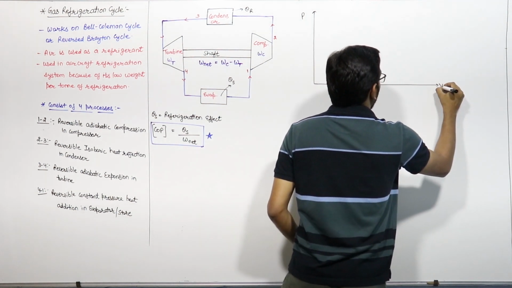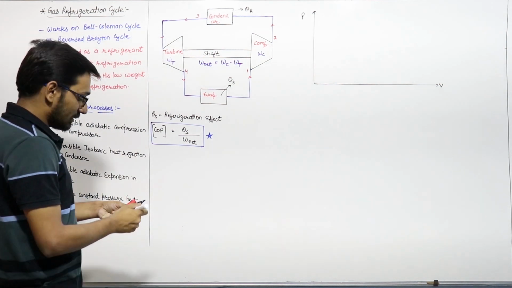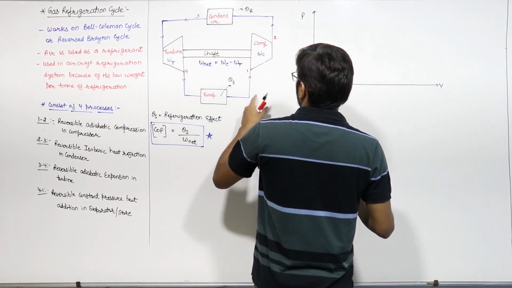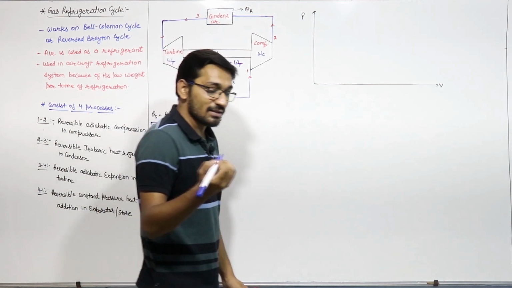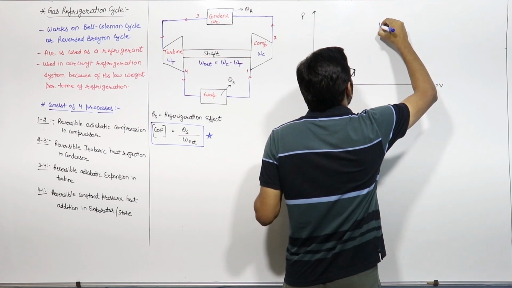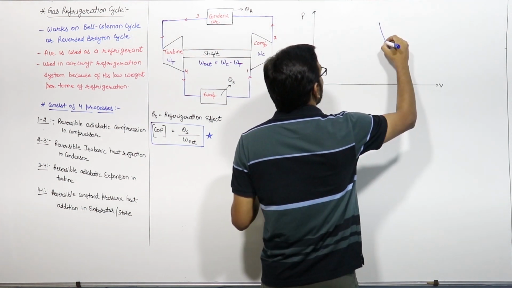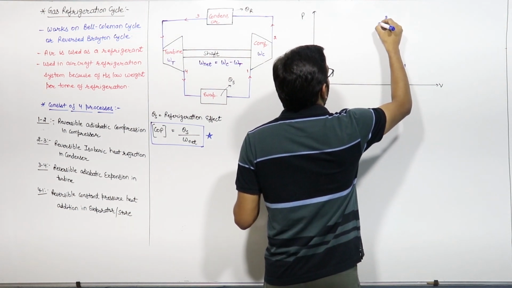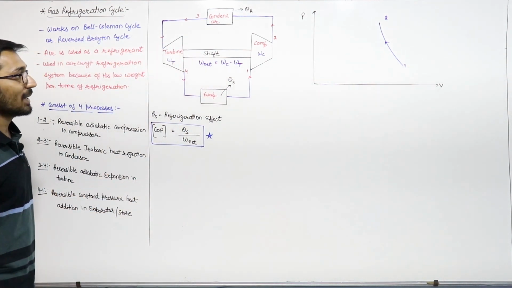This is the PV diagram. The first process, 1 to 2, is reversible adiabatic compression in the compressor. So pressure will increase, volume will decrease. Let us say this is 1 to 2, adiabatic compression.